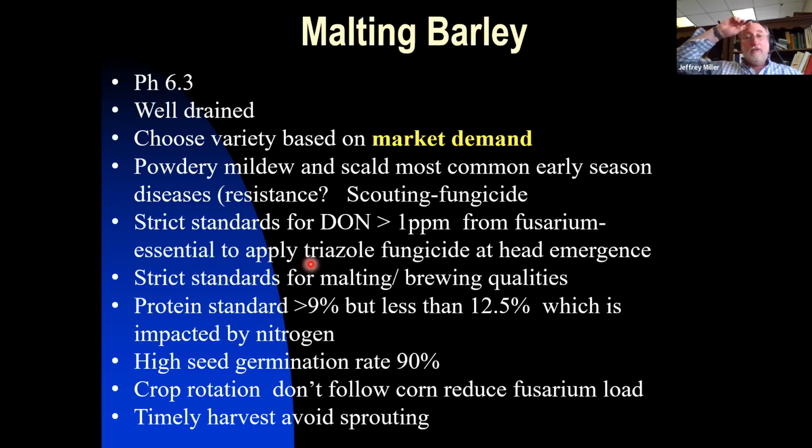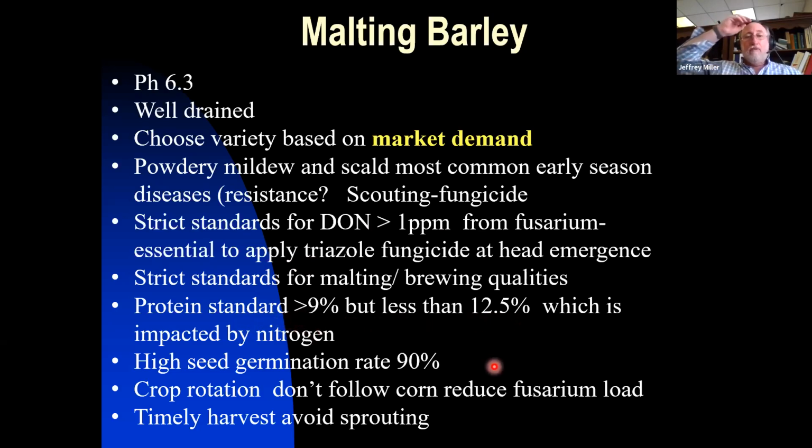There are strict standards for malting and brewing qualities. Your protein standard is that the protein has to be greater than 9%, but less than 12.5%. So you talk about threading the needle, that's what you're talking about here. And nitrogen is a significant part of protein. So nitrogen rate, timing, and source are definitely going to be impactful on protein content.